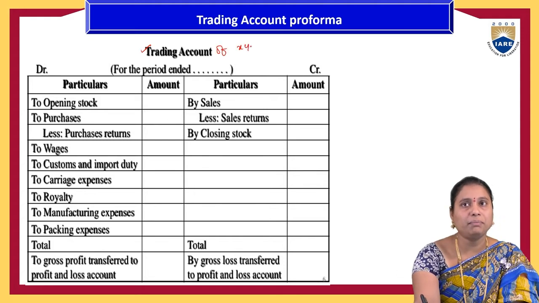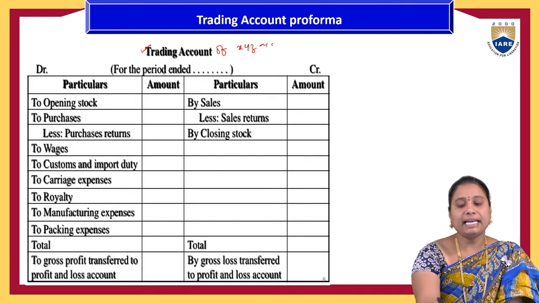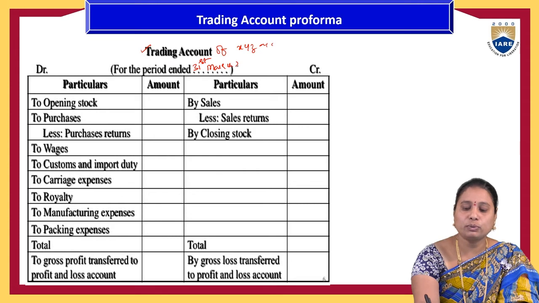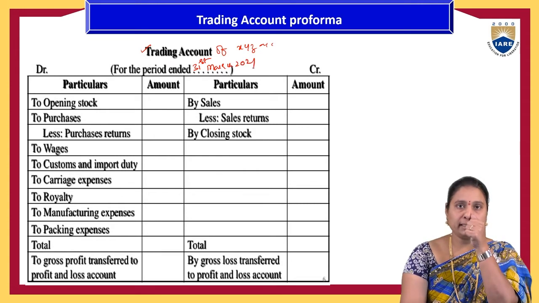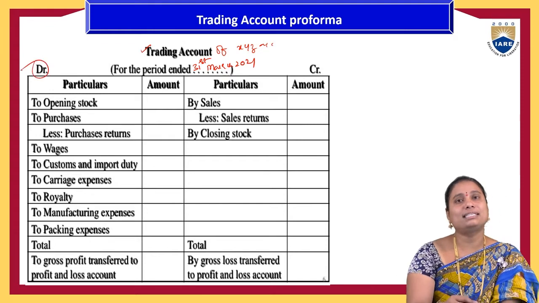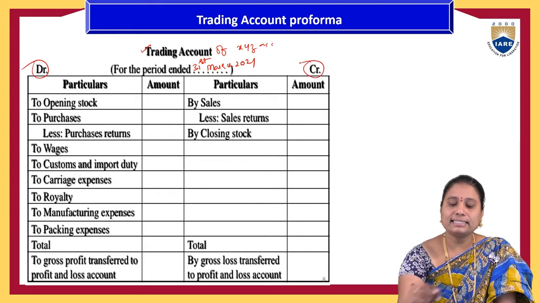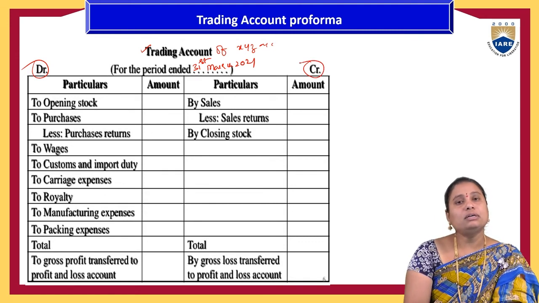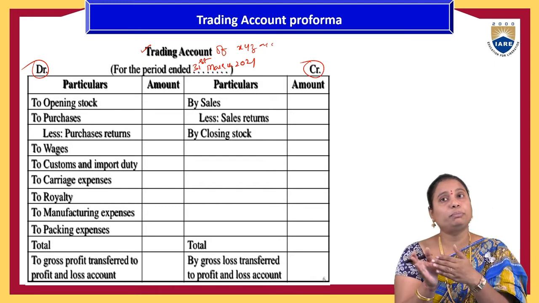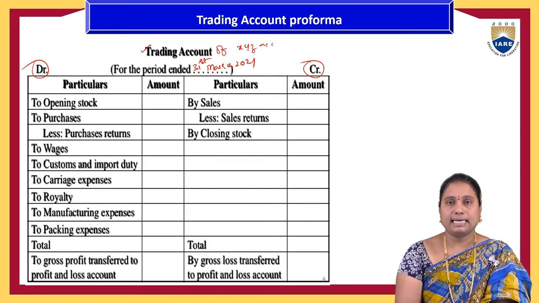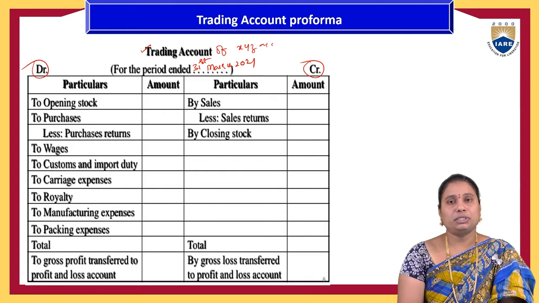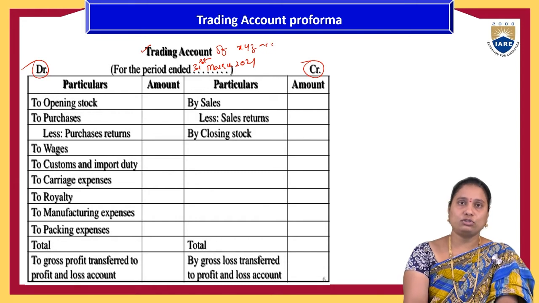So that is the company's name. And for the period ended, let us say, 31st March 2021. Like this, they have to mention the time period of the trading account, and always on the left hand side the debit balances and on the right hand side the credit balances. Because all the expenditures should be on the left hand side, all the incomes on the right hand side. On the debit side, all the expenditures, that too the direct expenditures associated with the organization, have to be mentioned.